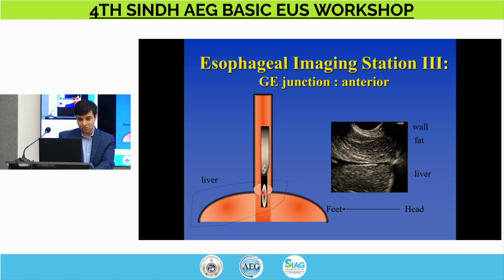As we advance the scope more distally, what you start to notice visually is a sudden change in the color from a nice white pearl-like color to a redder color. And as you make that transition, it tells you that your transducer is now located within the stomach.